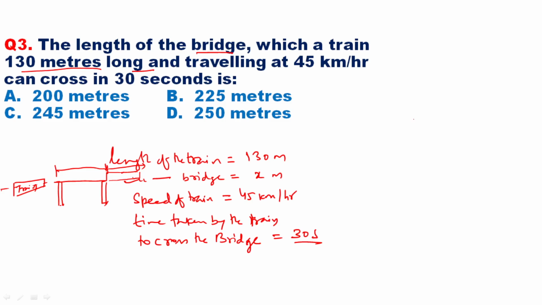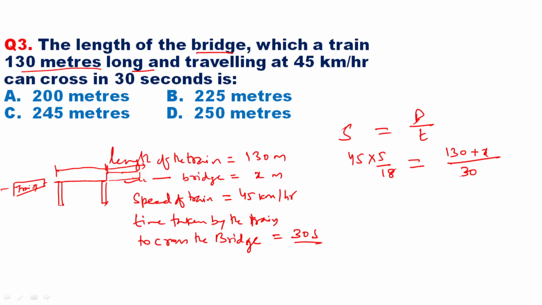So here again the same formula, speed is equal to distance by time, we will be utilizing. So speed is given 45 kilometer per hour. So 45 into 5 by 18 meter per second. Now it is converted into meter per second, is equal to distance, which is how much? 130 plus x. And how much time has it taken? So 30 seconds.